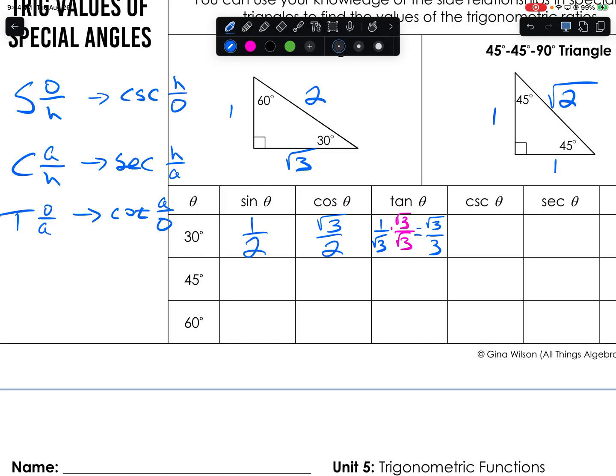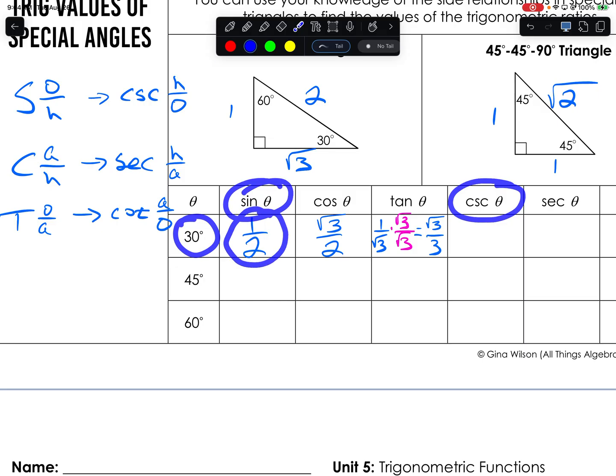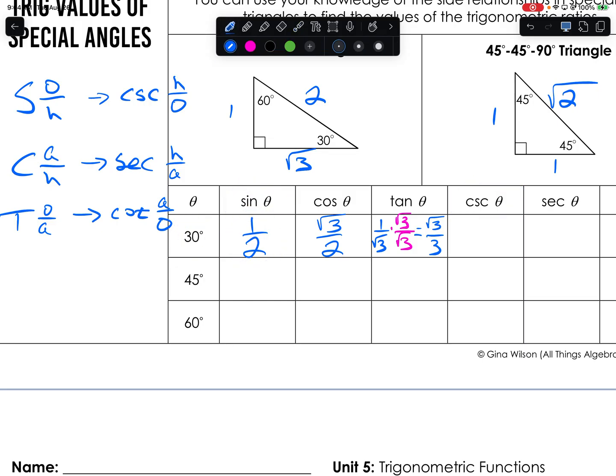So cosecant is what? Cosecant of 30. Here's 30. Sine and cosecant go together. So all I need to do is flip this fraction. And what do I get? 2.